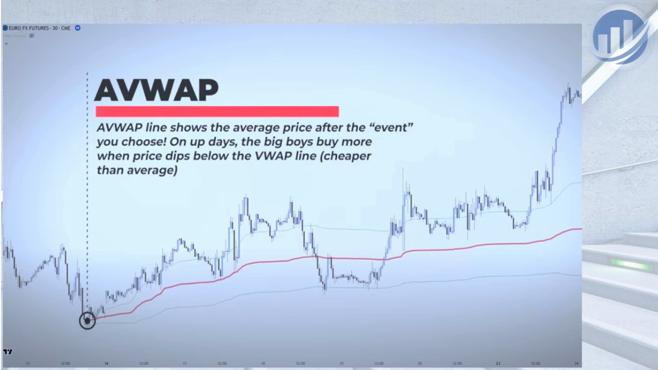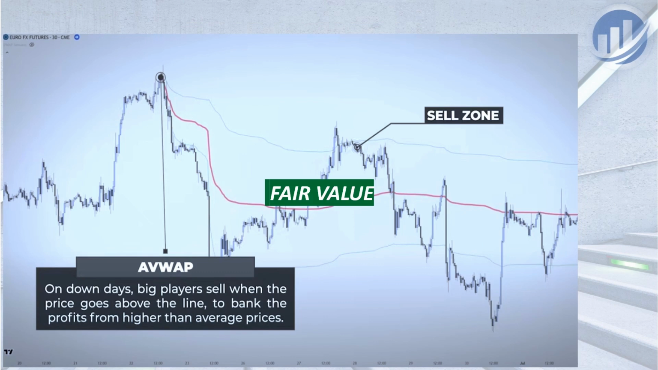where the volume is buying and selling these pairs, and that matters because they are the market mover. They're Mr. Market. We have to go by their rules. So that's why this line is important. So on down days, big players sell when the price goes above the line. That's why sometimes you'll see it break above and below, but don't be alarmed. And I'll get to the Fibonacci retracement about that.